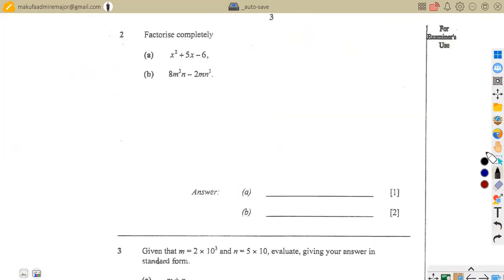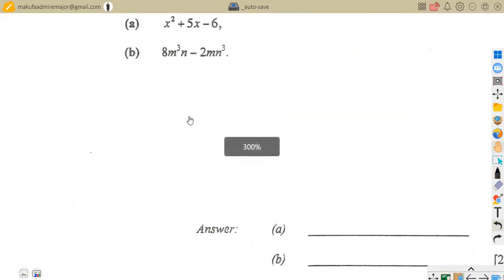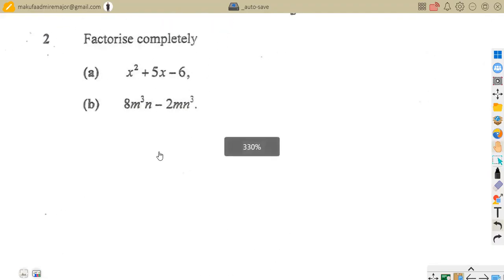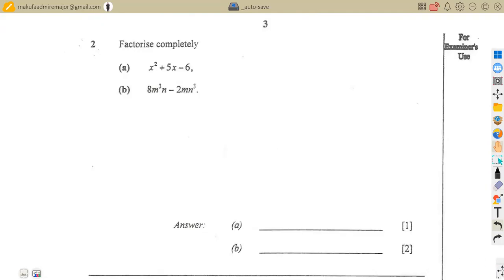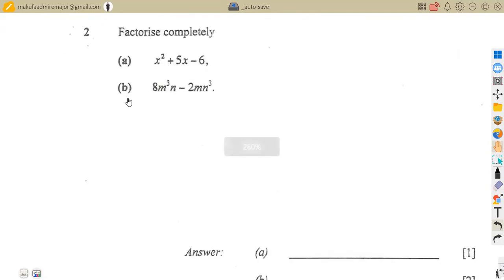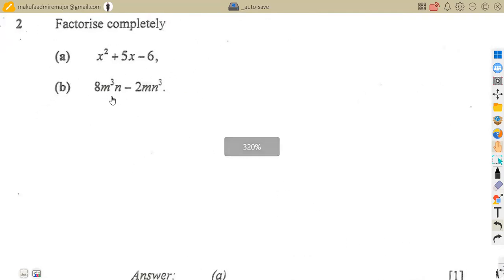All right, let us move on to the second question, which is question 2. Factorize completely. Take note, that was actually 2 marks, 1 and 2 marks there, as you can see. So let us check the first part. We are asked to factorize x squared plus 5x minus 6.